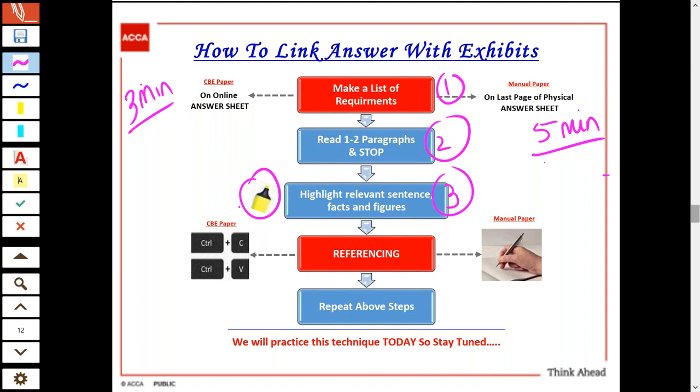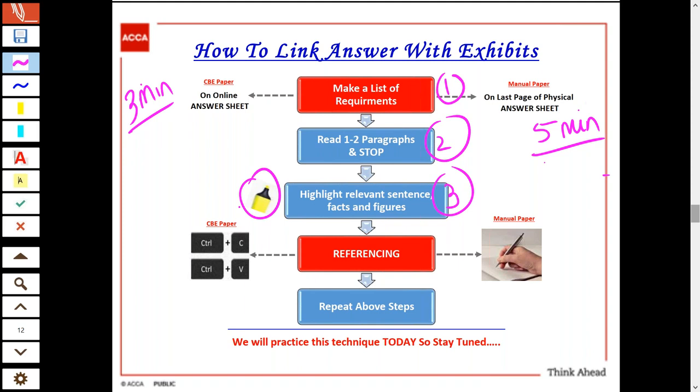So for CBE students, there is an online highlighter, which you will just see in a little bit how to use it. For manual paper students, it is perfectly allowed to use highlighter in your exams. Okay, so please take 2 or 3 highlighters with you, so that you are able to highlight the relevant facts and figures in the exams.